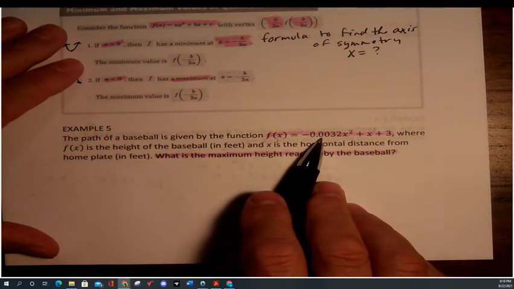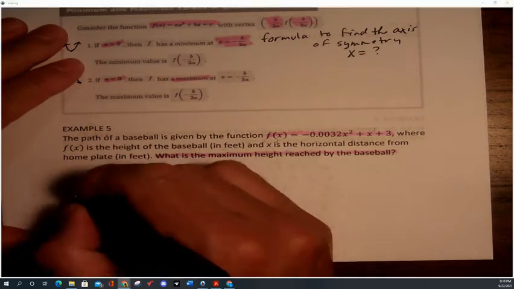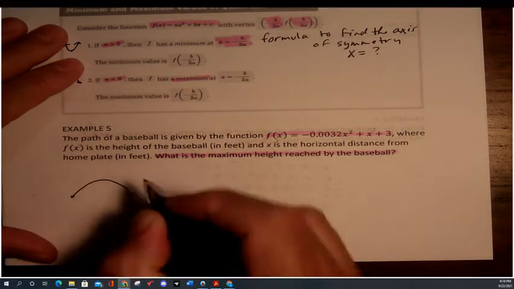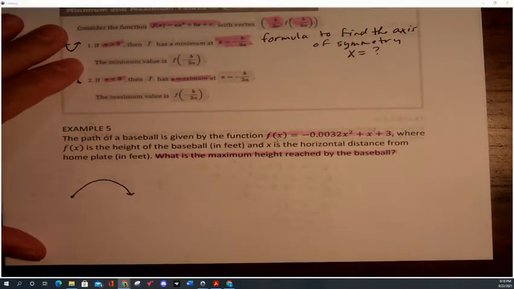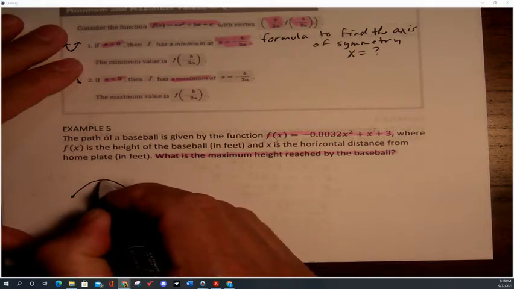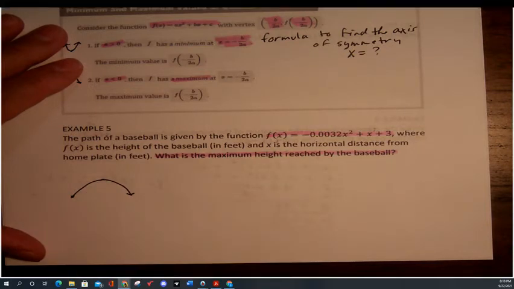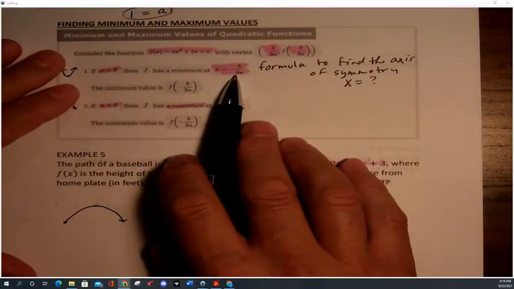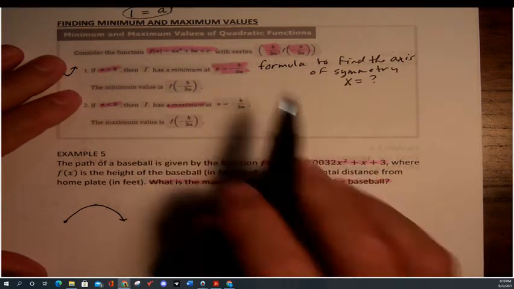Okay, so I see that a is negative. That's my leading coefficient, that's a, that's negative, so that must mean the path of the baseball will look something like this. It starts here, hits the ground there. So the maximum value. We want to know the maximum height of the baseball. Let's start off by using the formula to find the axis of symmetry.